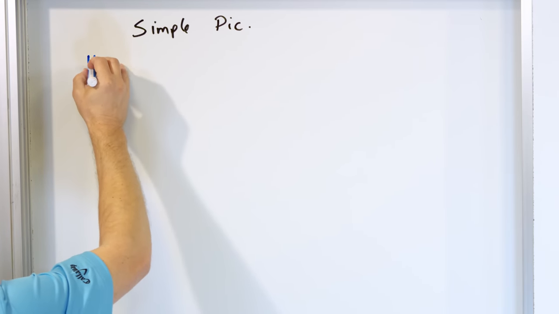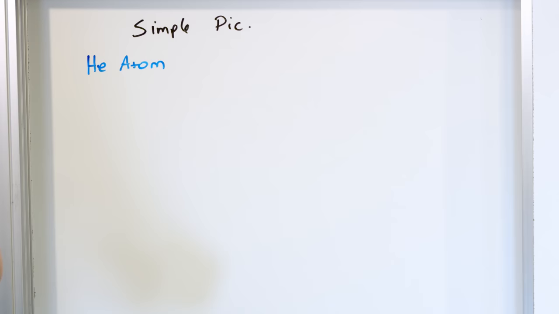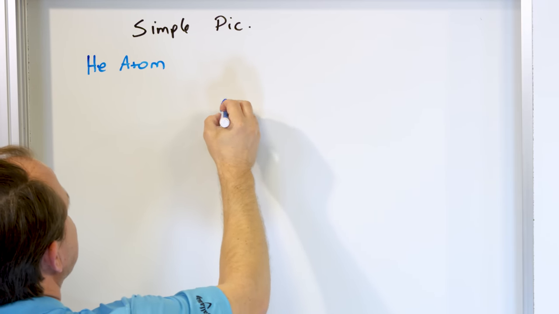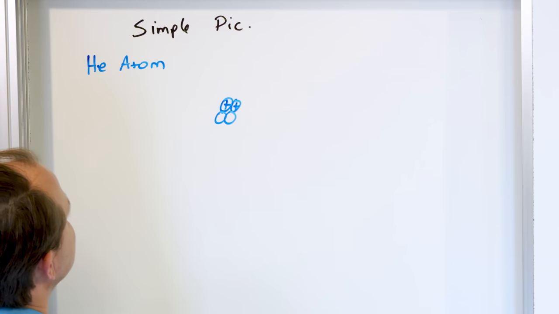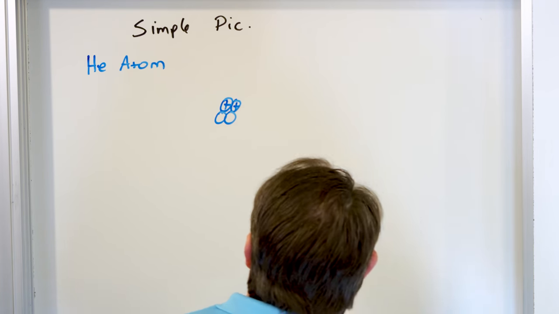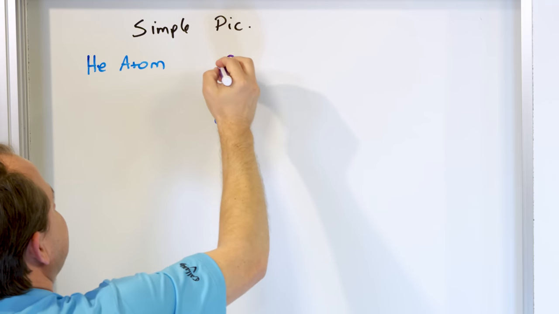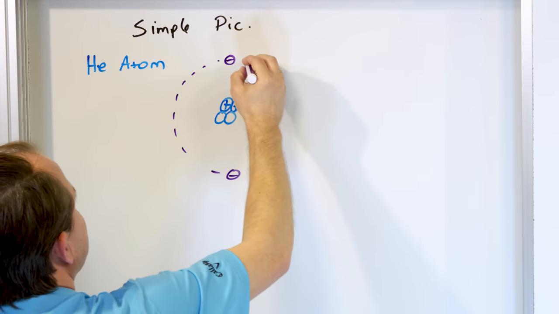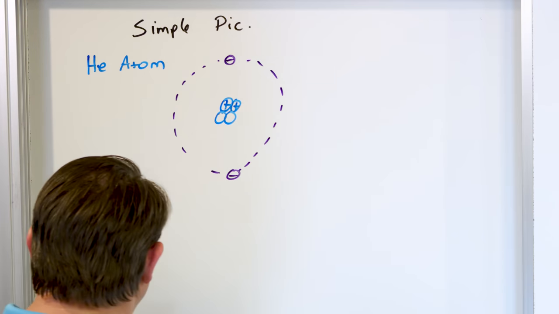So let's talk about the helium atom. The helium atom is composed of two positive protons in the center and two neutrons. These are in the nucleus. The nucleus is very, very small. And surrounding that, we have the two electrons, so they have minus signs. That's not a great circle, you have to envision that as being a nice circle.